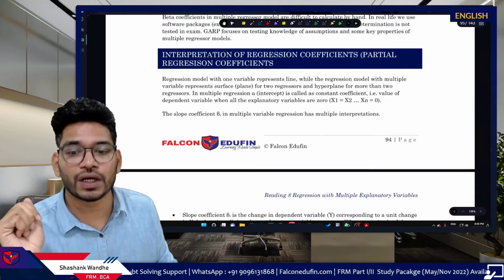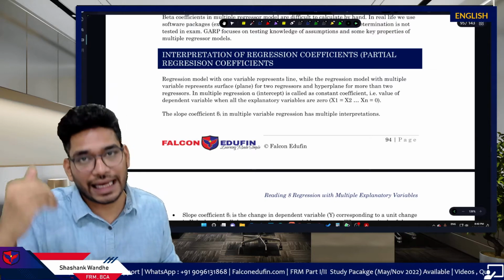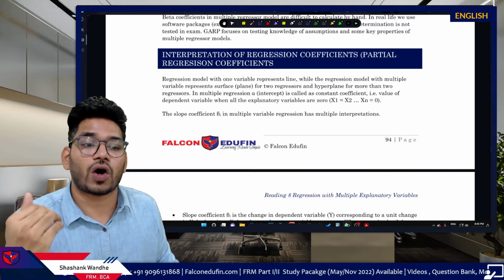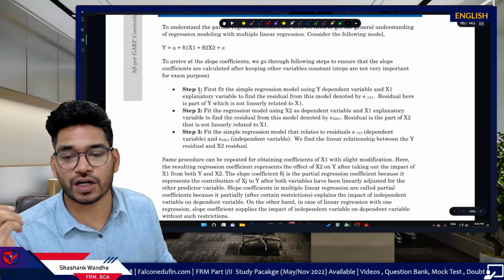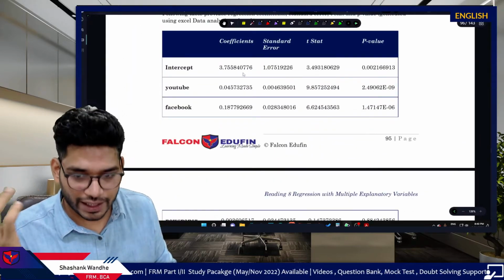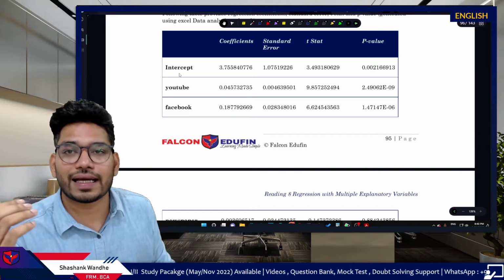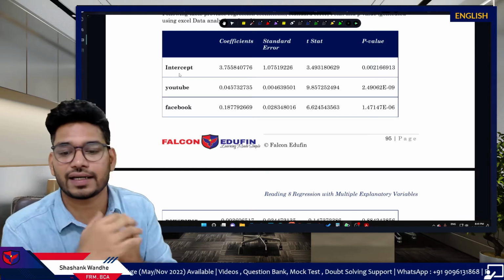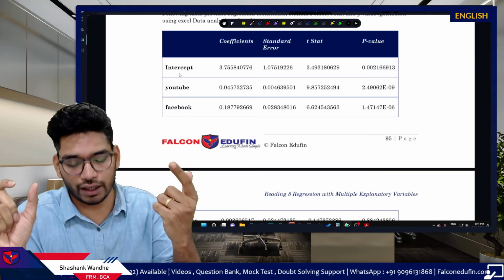Very important area. Now, interpretation of regression coefficients and why regression coefficients in the multiple variable model are called partial regression coefficients. Very important discussion. You must know why it is called a partial regression coefficient, and this is the explanation of it. Now here we are using the same example, but the extended example. In the multiple regression, the intercept is again our sales, which we saw in the first chapter.